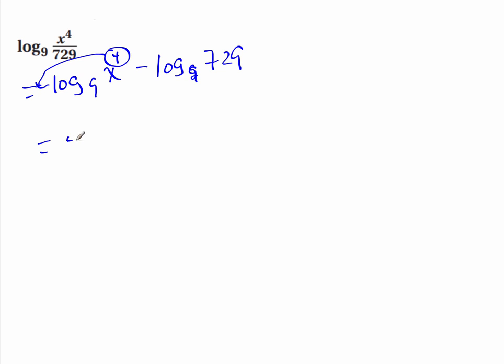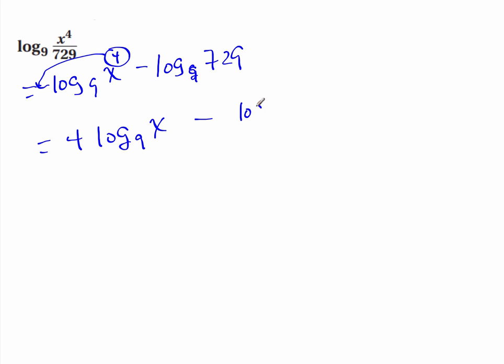Now what about something like this? Well, let me use the quotient rule first. This is log base 9 of x to the 4th minus log base 9 of 729. I can use the exponent rule here, and bring this 4 back out to the front. So this is 4 times log base 9 of x. And there's nothing more I can do with that one.